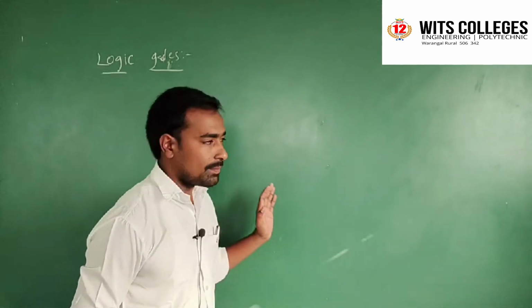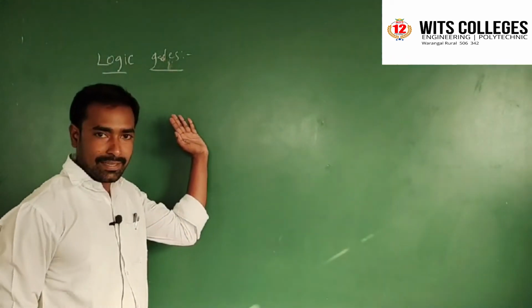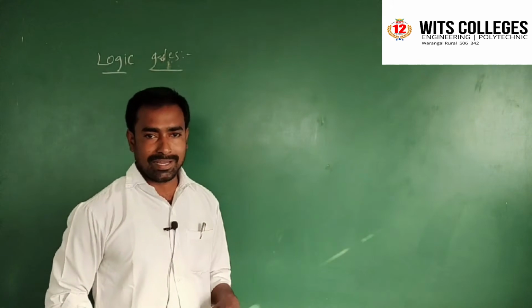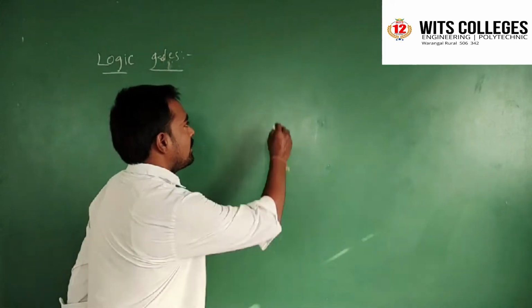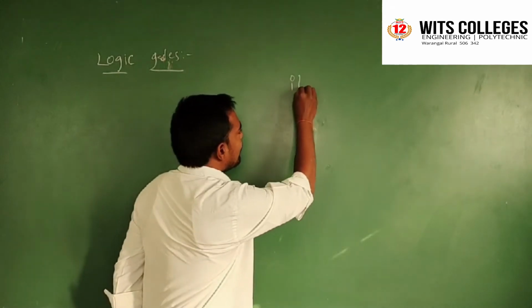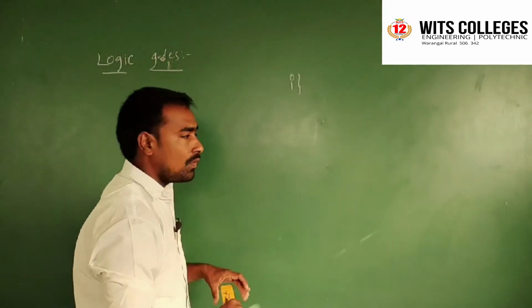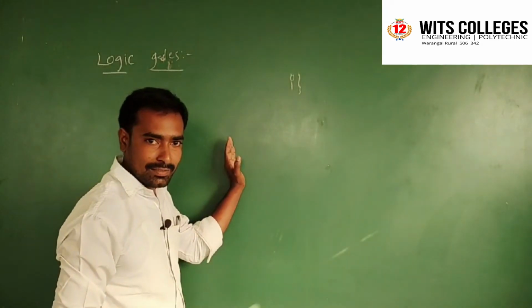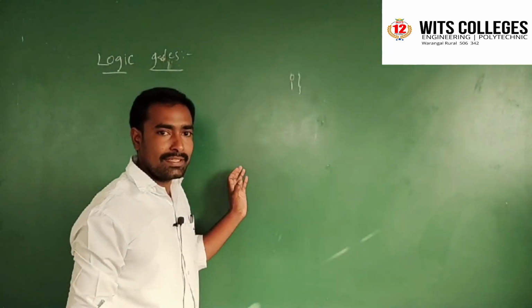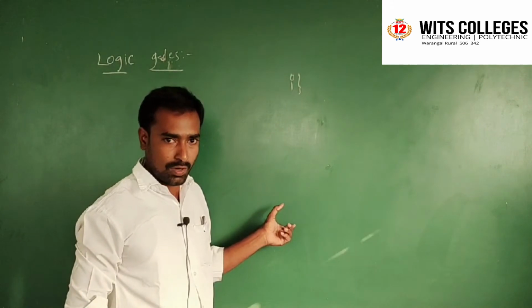Coming to today's topic, logic gates. What is meant by logic? Logic is a binary value, either 0 or 1. Logic gates are used to perform logical operations and give either 0 or 1 as output.